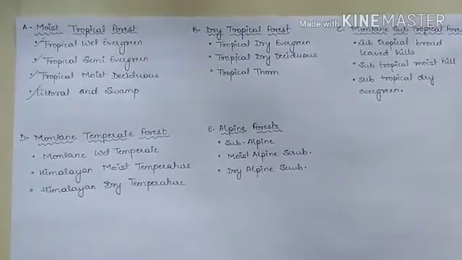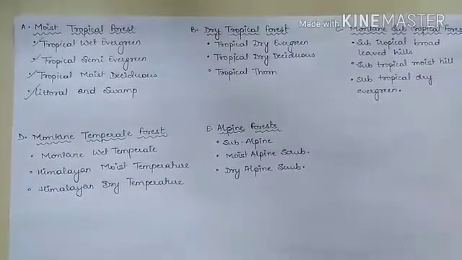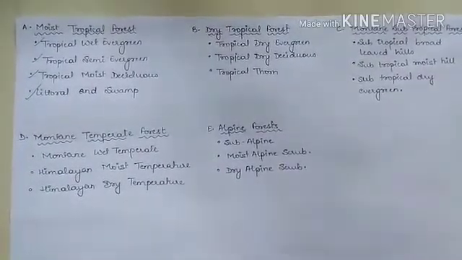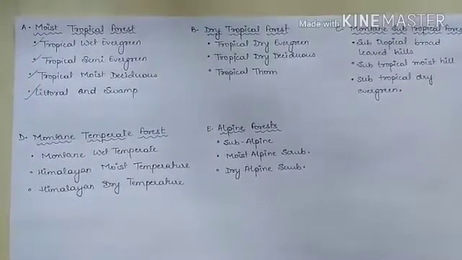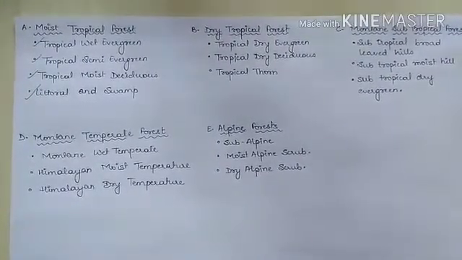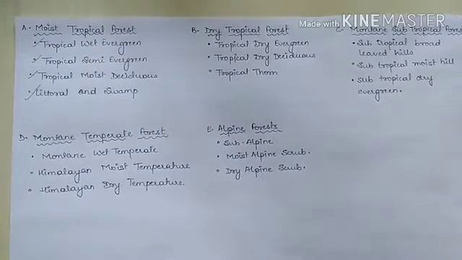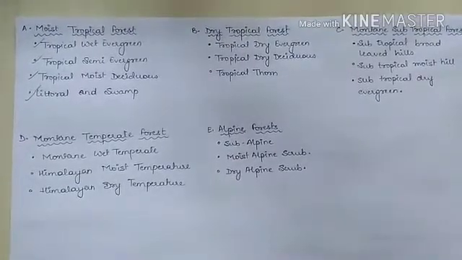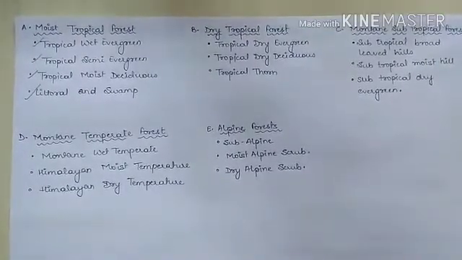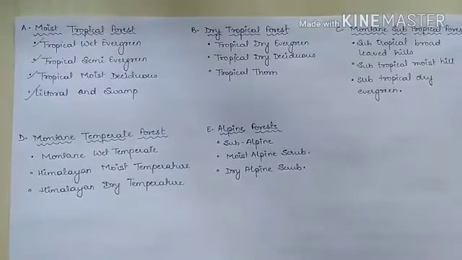Now if we look into tropical dry evergreen, these forests are found along the coast of Tamil Nadu, in areas which receive annual rainfall of about 100 centimeters. These areas get their rainfall from the northeast monsoon. Here the mean annual temperature is about 28 degrees Celsius and mean humidity is about 75%.